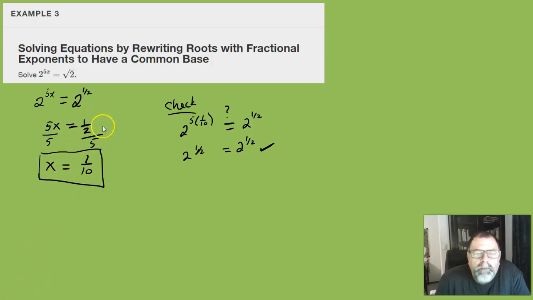Remember, for here, when I divide by a fraction, 1/2 divided by 5 is the same thing as 1/2 times, and then I can put this over 1, flip it over, so I get 1/10. We multiply numerators, multiply the denominators.